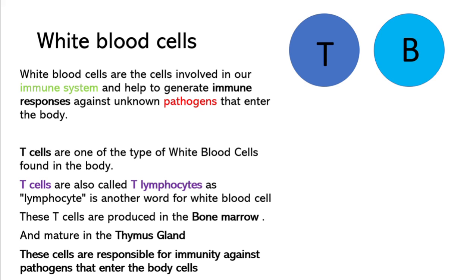These cells are produced in the bone marrow, but they mature in the thymus gland. Now, this is a really important detail to know as it allows you to distinguish between the B lymphocytes, which are again just another type of white blood cell. So again, I repeat, the T cells are produced in the bone marrow, but they mature in the thymus gland. Now, these cells are responsible for immunity against pathogens that enter the body cells. So they are responsible for cell-mediated immunity.